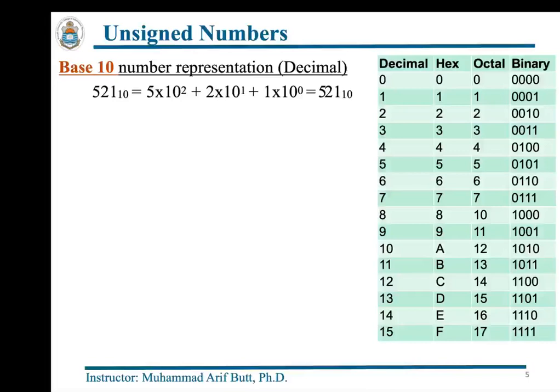Dear students, we all are very used to using these decimal numbers and performing different arithmetic operations on them. And remember, every symbol or digit has an associated position and a weight associated with it. For example, in this example, 521 is a base 10 number. Actually, we mean 5 hundreds plus 2 tens plus 1 unit, and this sums up to 521.